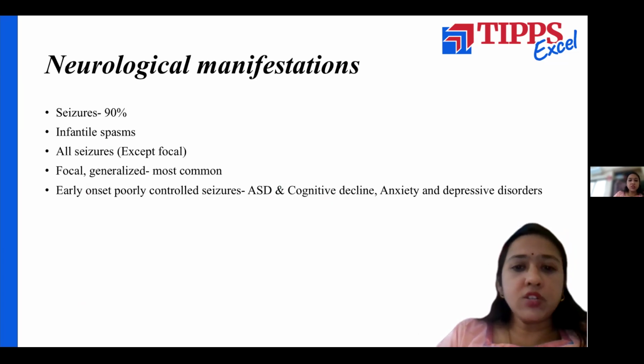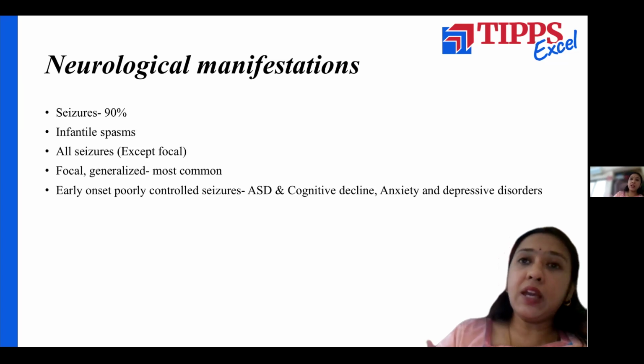So now coming to the neurological manifestation, as I already said, seizures constitute nearly 90% of the total neurological complications. Mostly the children present with infantile spasms. So they present very early, during the initial 1 year of life, around 3 months, 4 months itself, and all types of seizures except focal. Focal is very uncommon. Focal and generalized can also present, but generally the overall incidence of focal seizures is very low.